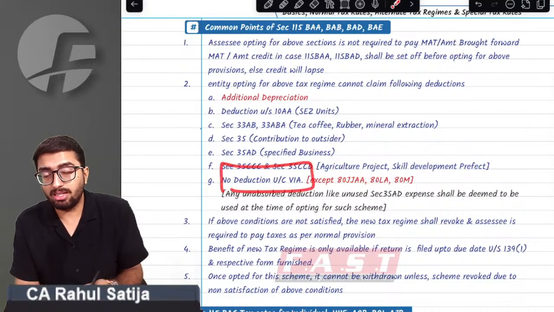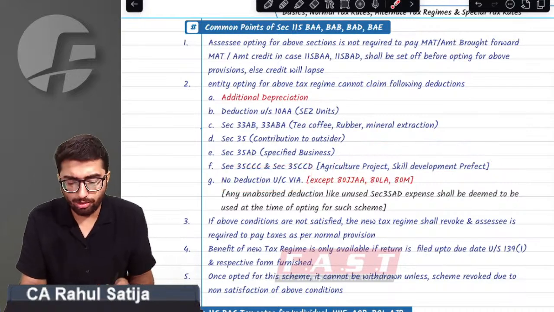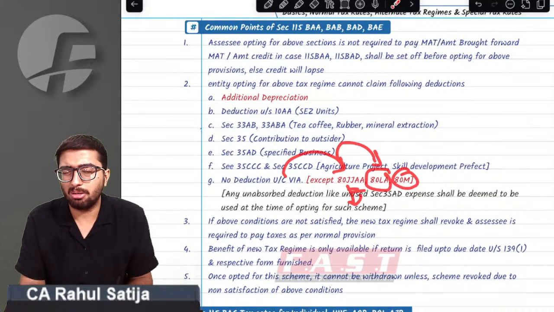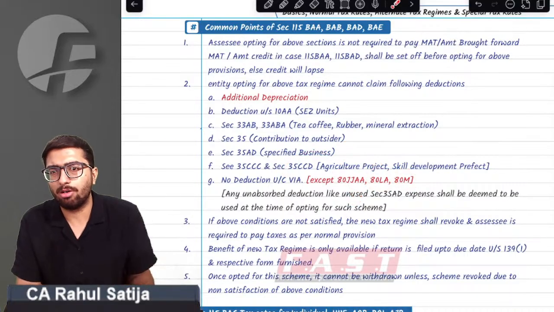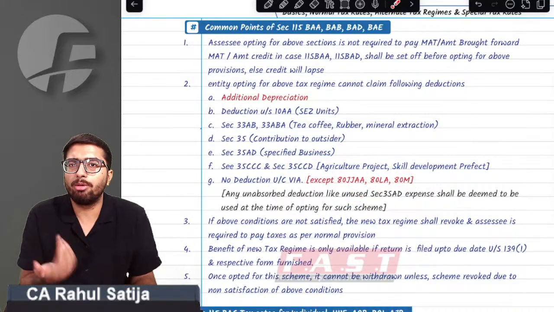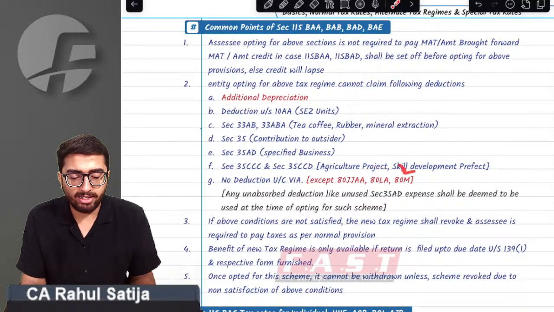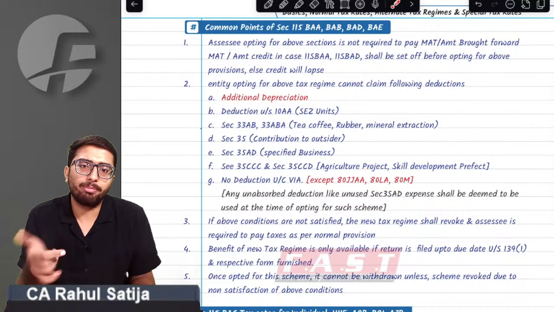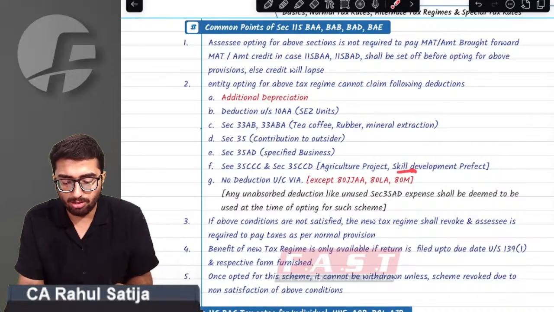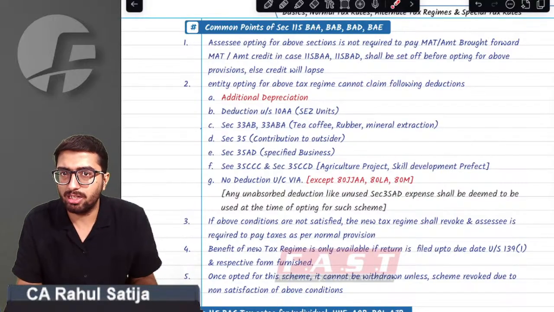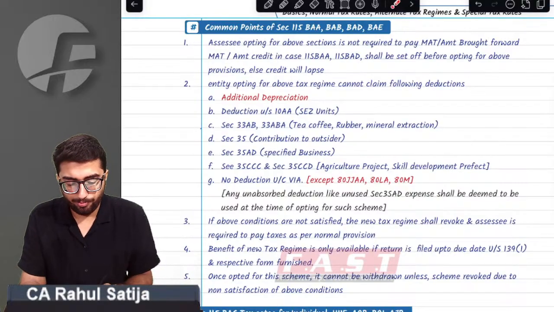Sir, you are not allowed Chapter 6 deductions, but there are certain deductions that you are allowed. For example, 80JJAA or 80LA or 80M. So 80JJAA is for paying extra wages, a deduction for new employees and their consideration. 80LA talks about IFSC unit and 80M talks about intercorporate dividend. You are being allowed deduction on these sections. Otherwise, you are not allowed any Chapter 6 deduction in the new tax regime.